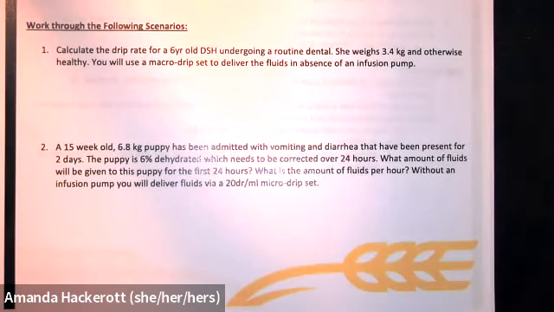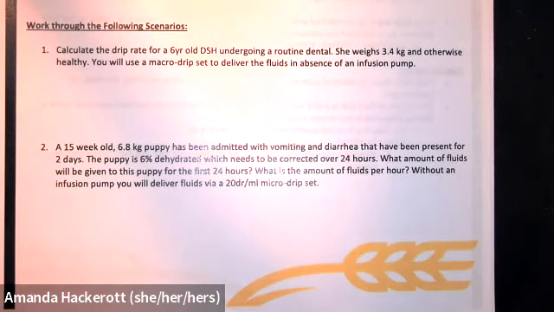We're going to work through the following scenarios of giving different fluid therapies based on patient needs. So the first one we have is calculate the drip rate for a 6-year-old domestic short hair going under a routine dental. So we're using our surgical or anesthesia fluid rate here. She weighs 3.4 kilos and is otherwise healthy.